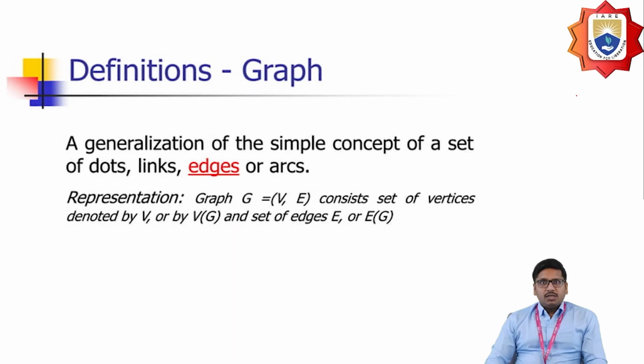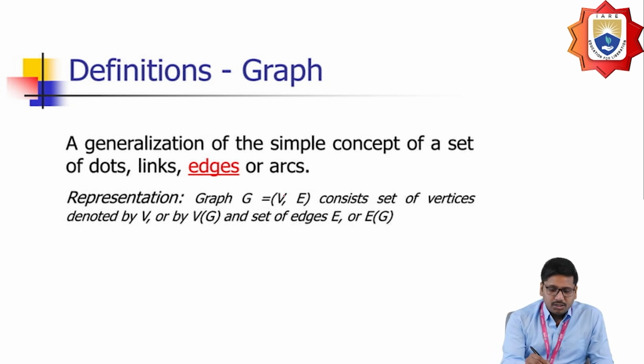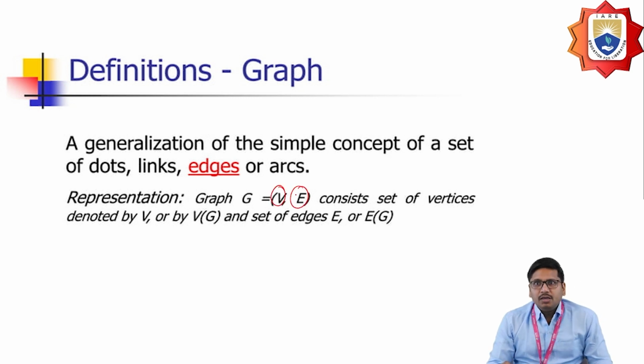So the very first thing is the definition. A graph is nothing but a generalization of the simple concepts of a set of dots, connected by what we call edges or arcs. Normally this graph is represented in the form of G = (V, E), where V is the set of vertices and E is the set of edges.